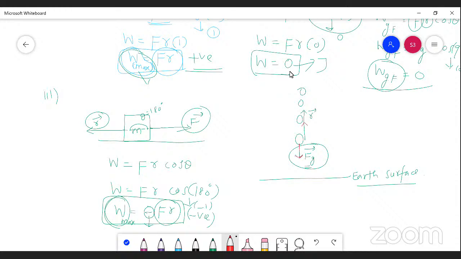What is the work done by the gravitational force? W is equal to F r cos theta, where F means gravitational force F g, r is displacement, and theta is the angle between the direction of the gravitational force and the direction of displacement. Both act in opposite directions, 180 degrees. So theta is equal to 180 degrees. Cos 180 degrees is minus 1.